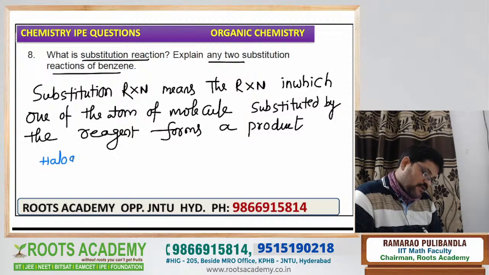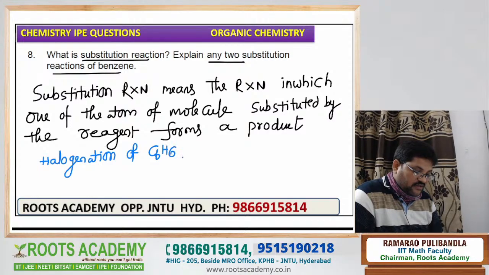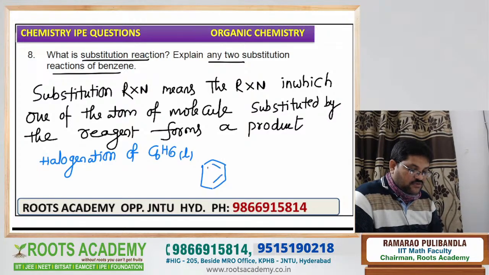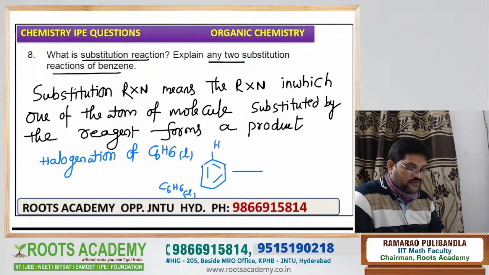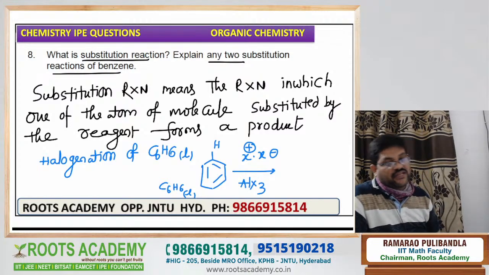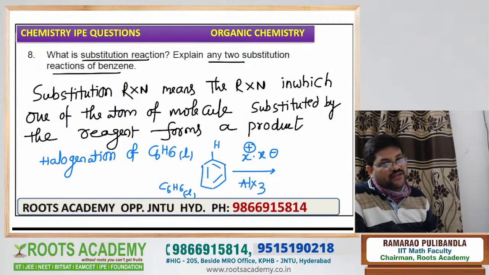Easy. Halogenation of benzene. Regarding the halogenation of benzene, we take the example of benzene, C6H6, its formula. Heat with the halogen. What is the halogen? You write, on heating you get X plus, X minus, in the presence of anhydrous AlX3. What is the catalyst, student? Anhydrous AlX3.